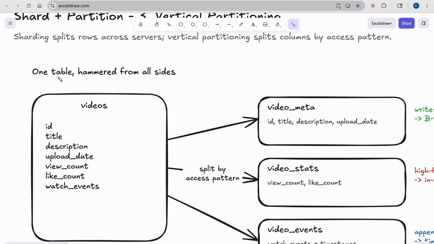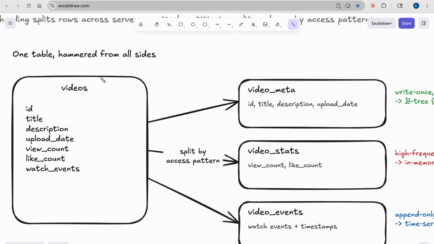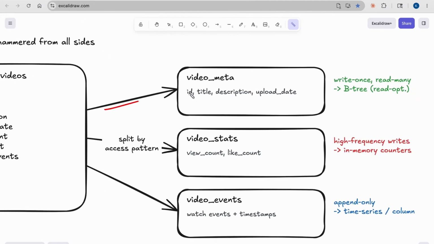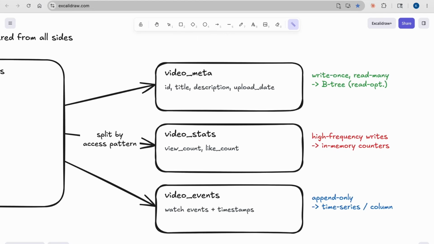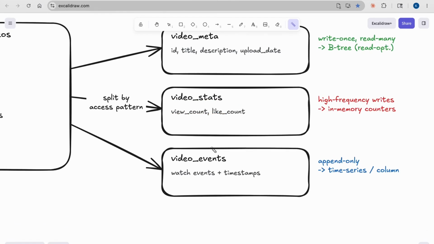For example, let's say we have this videos table with ID, title, description, upload date, view count, like count, and watch counts. Let's say it's getting hammered from all sides. Vertical partitioning helps us split these columns into multiple tables by access pattern. First, we can have video metadata, with ID, title, description, and upload date. Then video stats, with view count and like count, and video events, like watch events and timestamps.